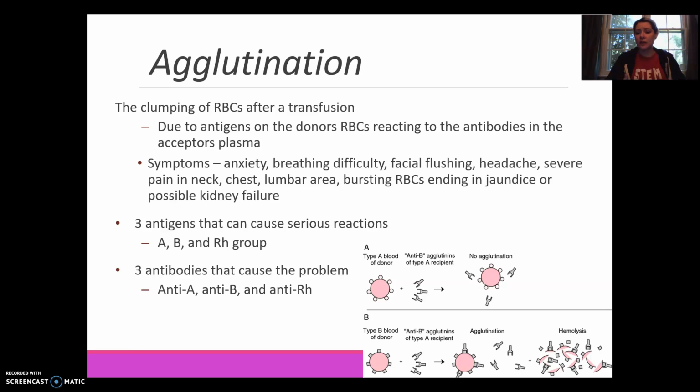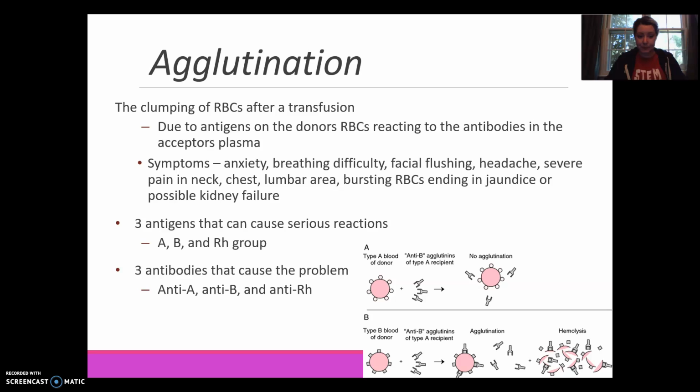And the red blood cells could end up bursting because they're clumped together in such a tight spot, and that can end up in jaundice because that goes to your liver, and then the liver has too much iron in there. And then it could lead to possible kidney failure because your kidneys can't get it all out of your system in enough time.